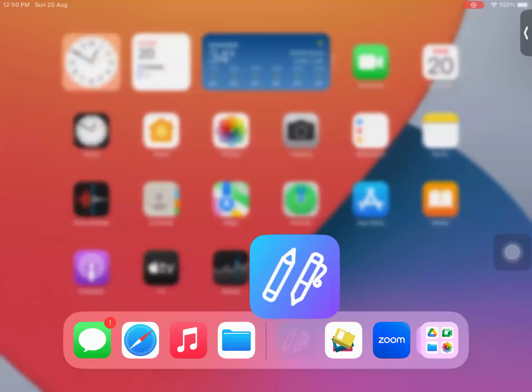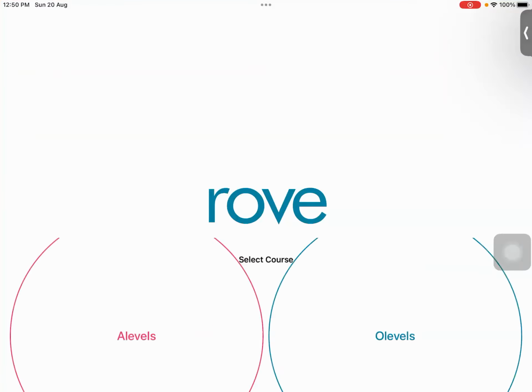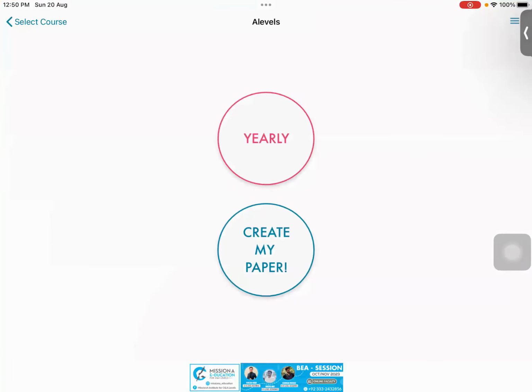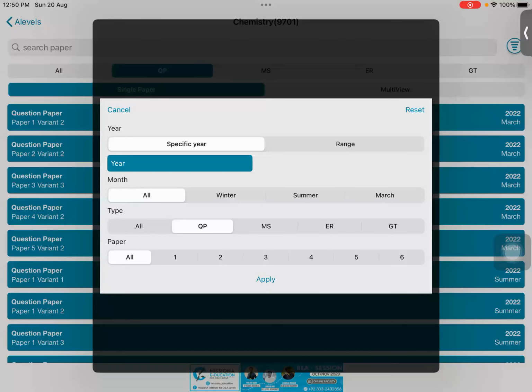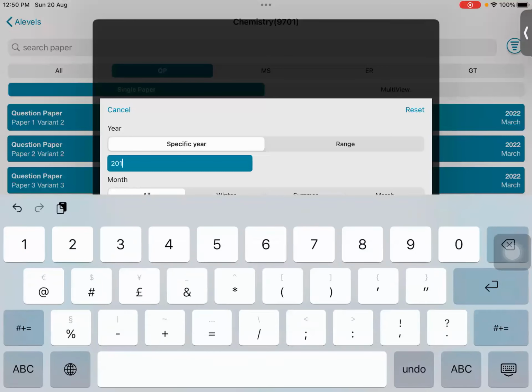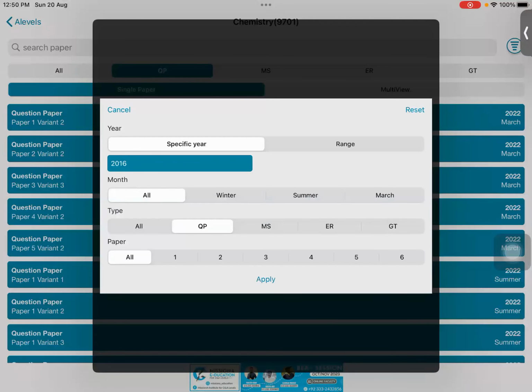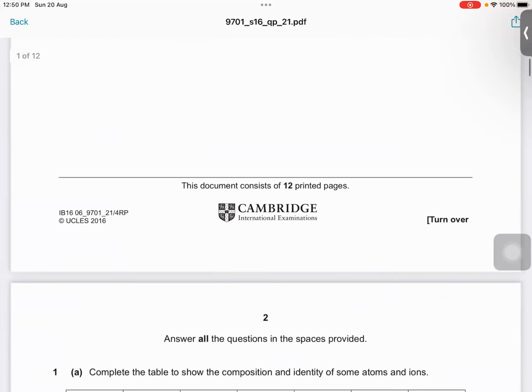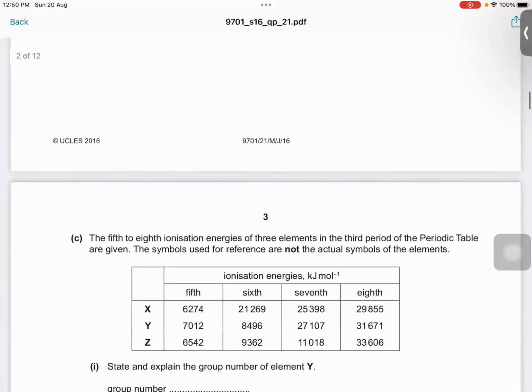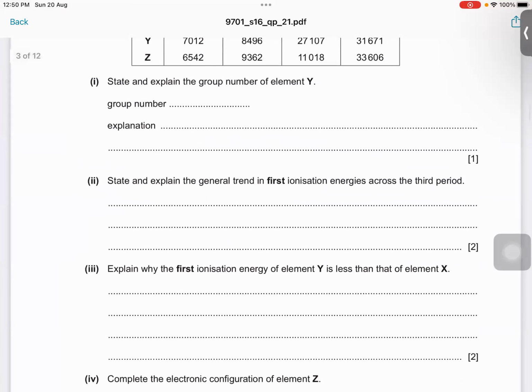The first question about ionization energy is from 2016 summer, paper 21. State and explain the general trend in the first ionization energies across the third period.